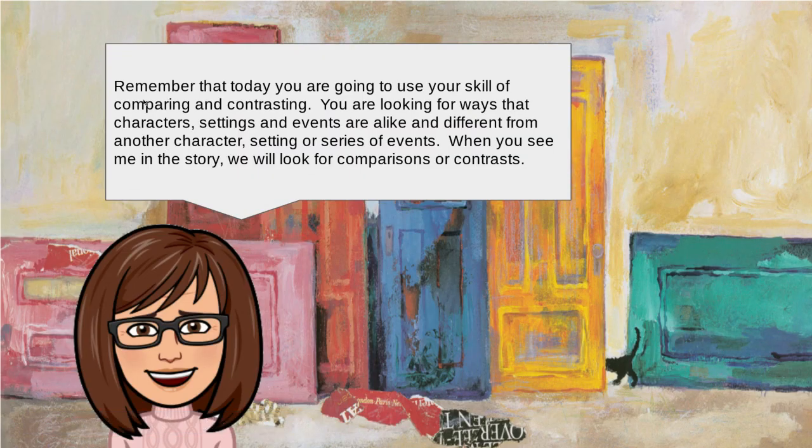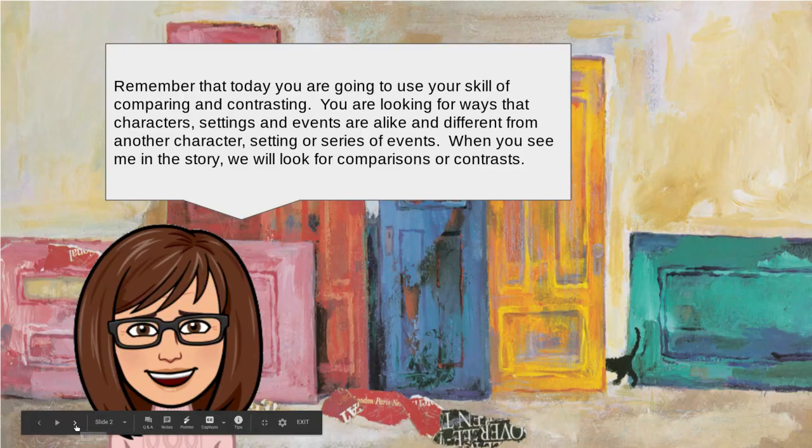Here you can see me. I'm reminding you that today we're going to use your skill of comparing and contrasting. You're going to look for ways that characters, settings, and events are alike and different from another character, setting, or series of events. When you see me in the story, we will look for comparisons or contrasts. Okay, are we ready?